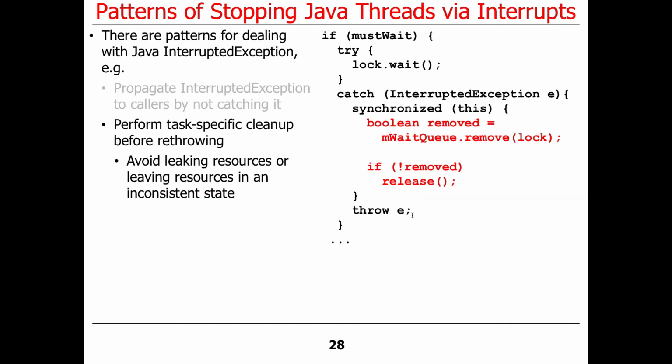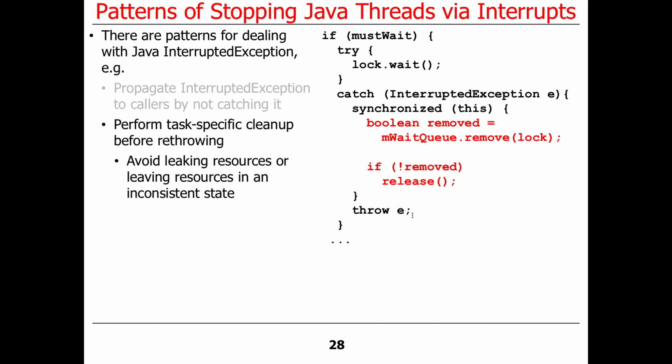Another thing you can do is perform task-specific cleanup before rethrowing the exception. So you might come in and wait on a lock. If an interrupt occurs, then we go ahead and clean up the resource. We remove the lock and do some stuff, et cetera, and then we rethrow the exception. So this is a good example of catching an exception, cleaning things up, and then rethrowing it. It's still propagated to the caller, but we did some cleanup between the point where we discovered the exception occurred and where we threw it.